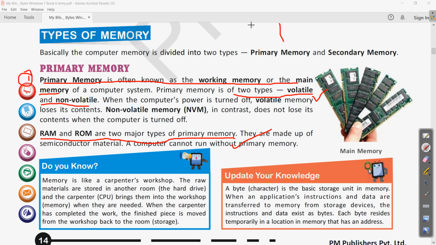Clear? So all these 3 points will be for the primary memory. Point number 1, point number 2, point number 3. Clear? So this way you will write about the primary memory.